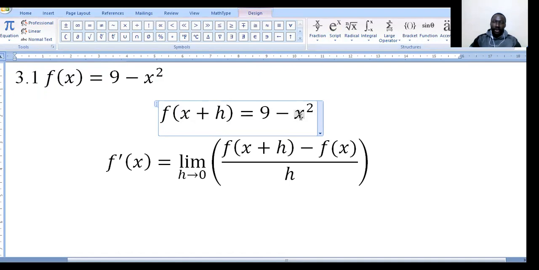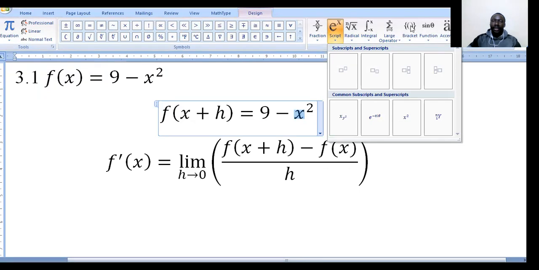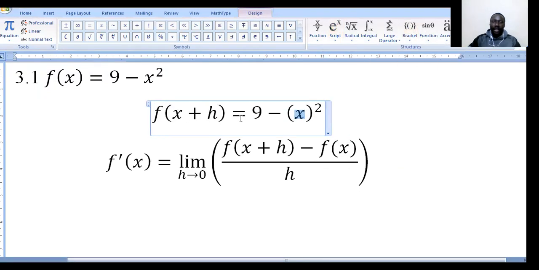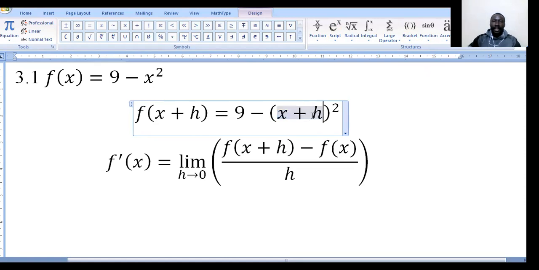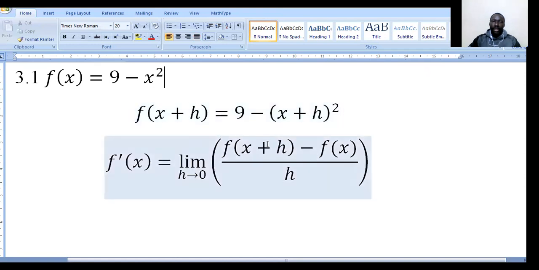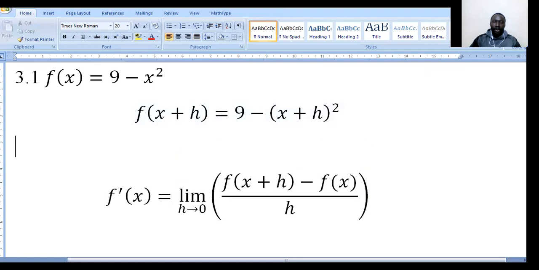So that means we are now going to have, instead of x, let's have a bracket there, we will be having x plus h, which we write as x plus h. So that is the step we have. Now it's a lot easier to simplify. It's much better to simplify this expression before we substitute here, so that we don't have double work.